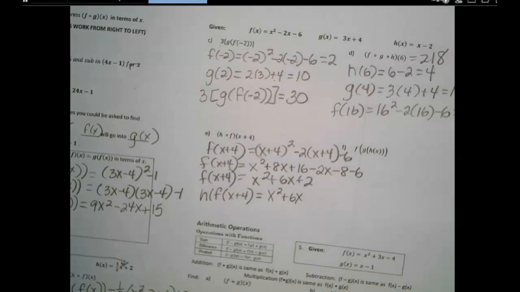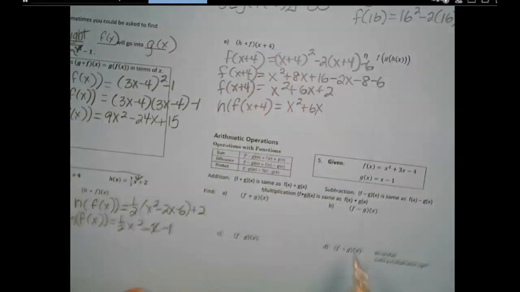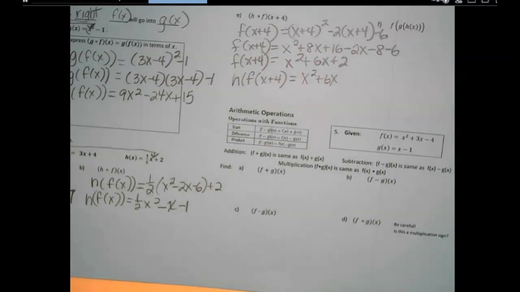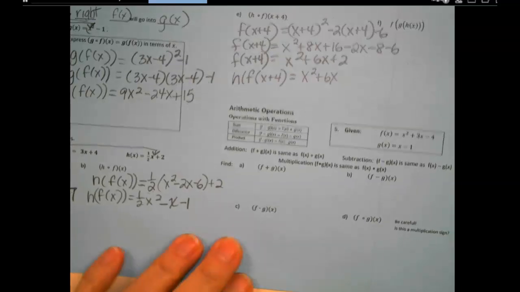Okay, so I want to go ahead and we're just going to drop down and look at the last 4. So what am I doing with the first one on A? I'm adding. What am I doing on B? Okay, so we're just going to add and subtract on these.